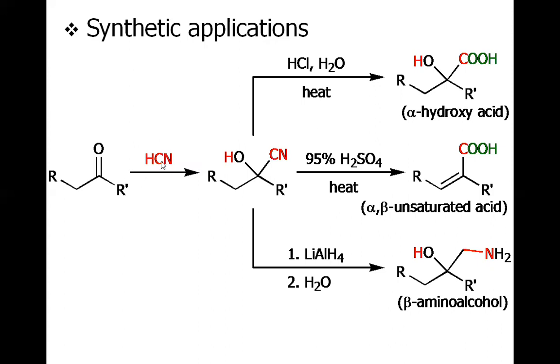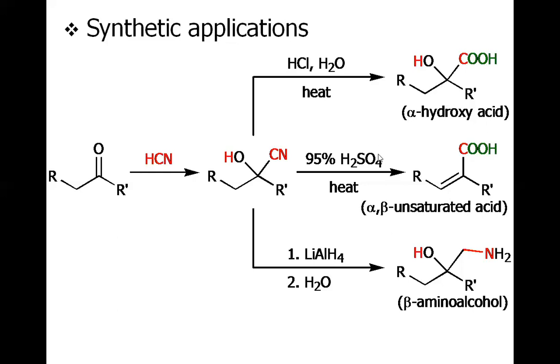So there is an example: when you treat this molecule with HCN, we have the cyanohydrin, and then this CN, the nitrile group, will be hydrolyzed under acidic condition to have the carboxylic group. So this is the way to have the carboxylic group attached to this electrophilic carbon, and this carbonyl oxygen will be converted into the hydroxy. So overall this is called the alpha hydroxy acid.